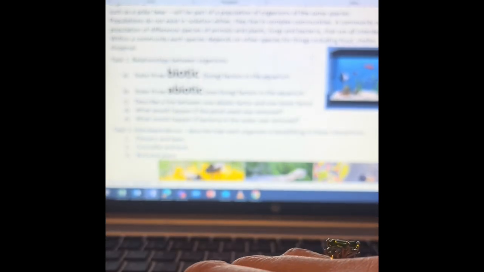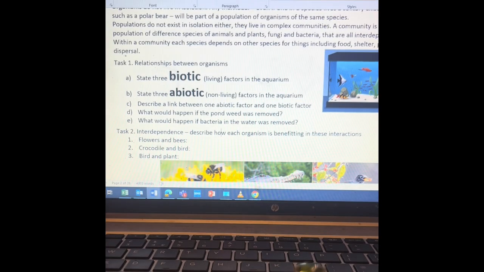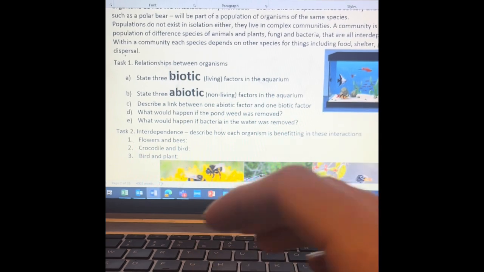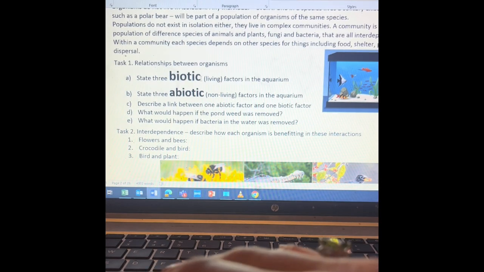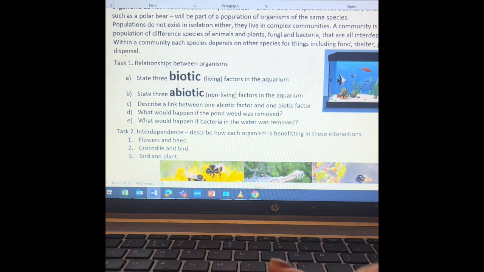So if you're doing an experiment and you have to look at light levels, like we did with the pondweed, the pondweed is your living factor. When we're talking about abiotic factors that you would control in that experiment, if you are only changing the distance of the light, you have to keep the amount of carbon dioxide in the water the same.